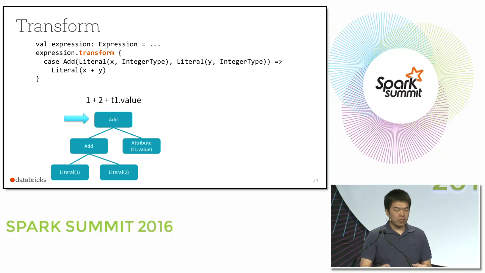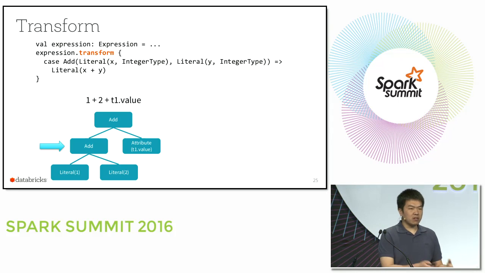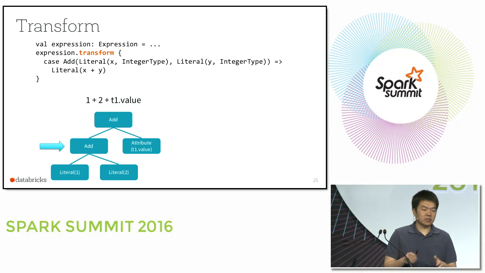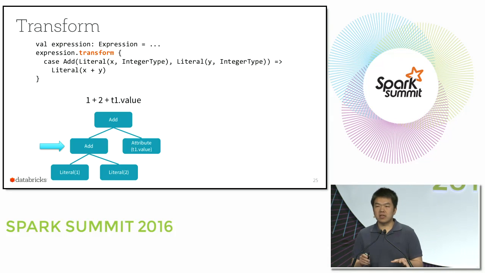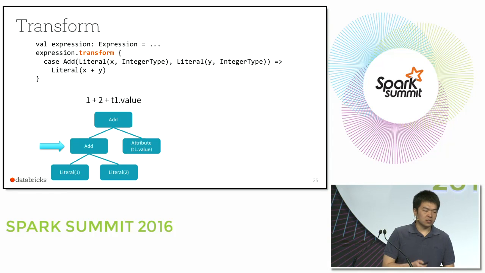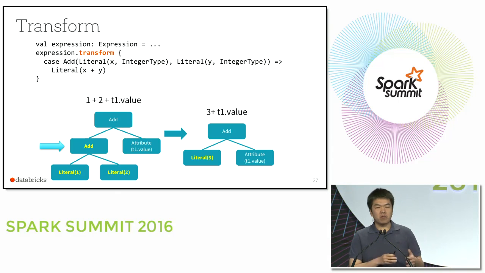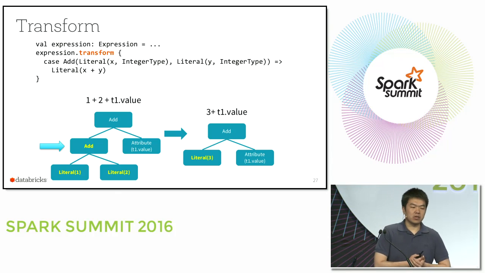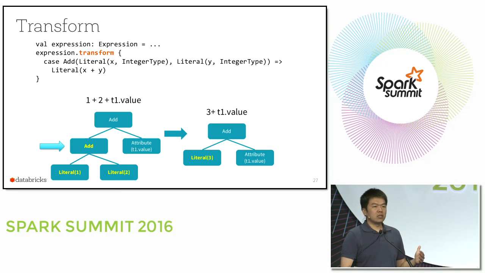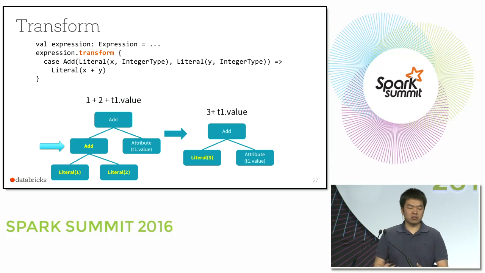Then we go down the tree and find another add. Here we have another add expression, and we see we have two constant operands, and they are both integers. So this rule will be triggered, and we will convert this tree from 1 plus 2 plus t1.value to 3 plus t1.value. It's pretty cool. We can use transform to convert a tree to another version of the tree.